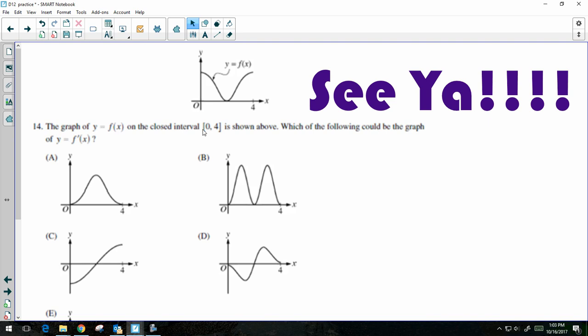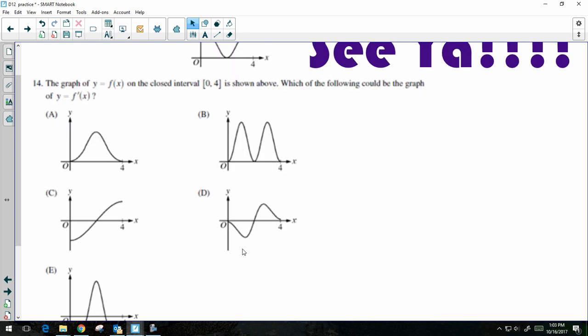D is the best choice because it looks like it's curving here. It looks like it might be going negative again. Same thing here. It looks like it's curving. It might be going down. And so this is my best choice because all the way to the left, it looks like it might be going down. Right? It looks like it might be changing. Same thing to the right. It looks like it might be changing. And so D would be my best choice.